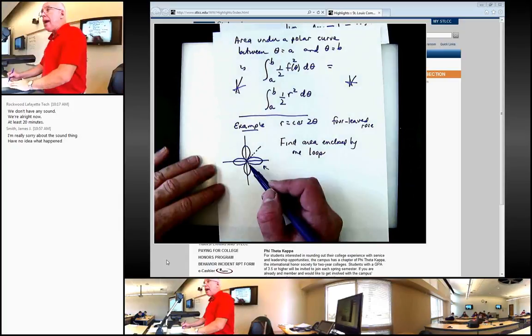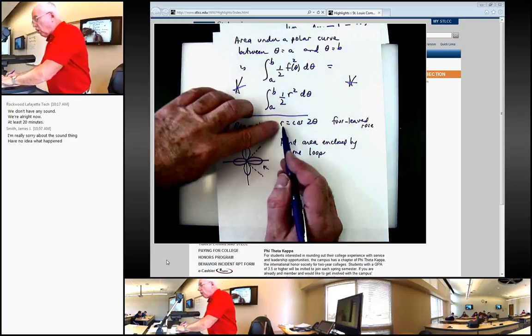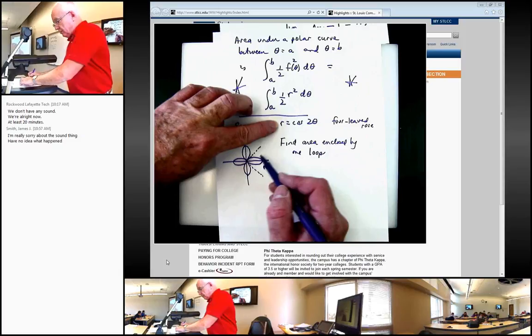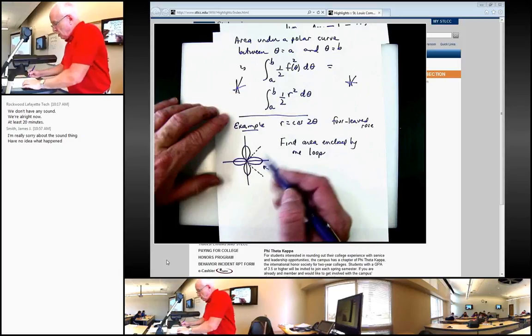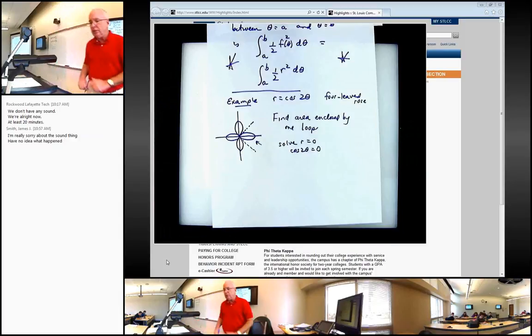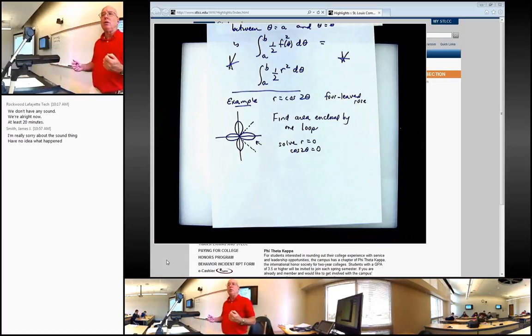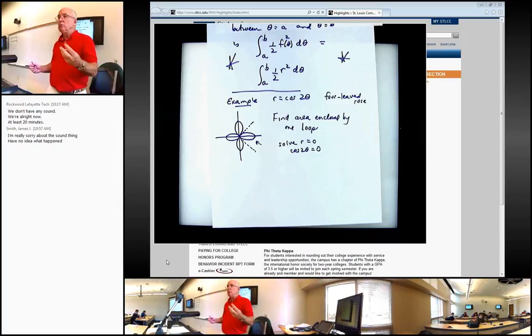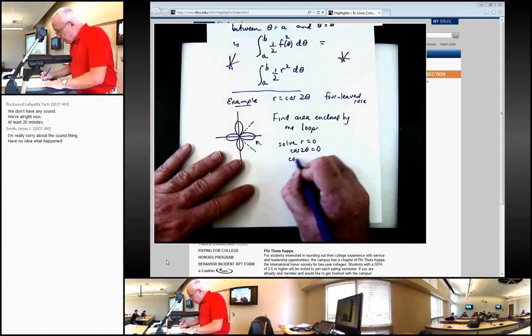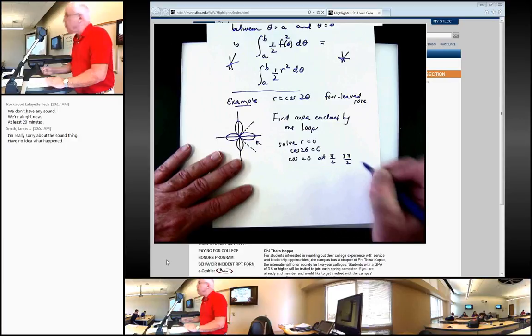Now notice that's going to happen when this thing closes in on itself. So we're going to look at where r is equal to 0, because that's when it's going to go down to the center. So we solve r equals 0, which means we solve cosine of 2 theta equaling 0. Well, when does the cosine equal 0? At pi over 2 and at 3 pi over 2, right?